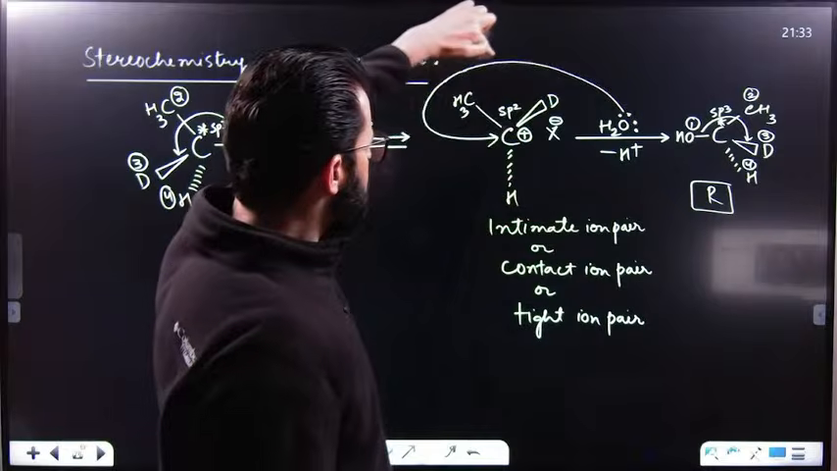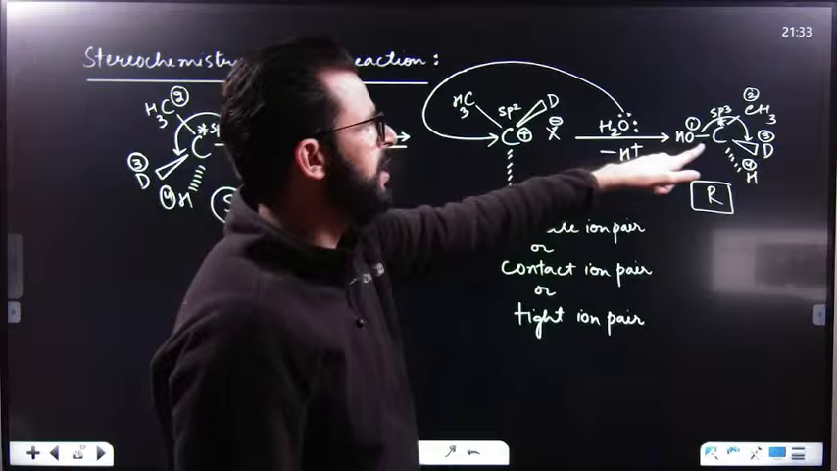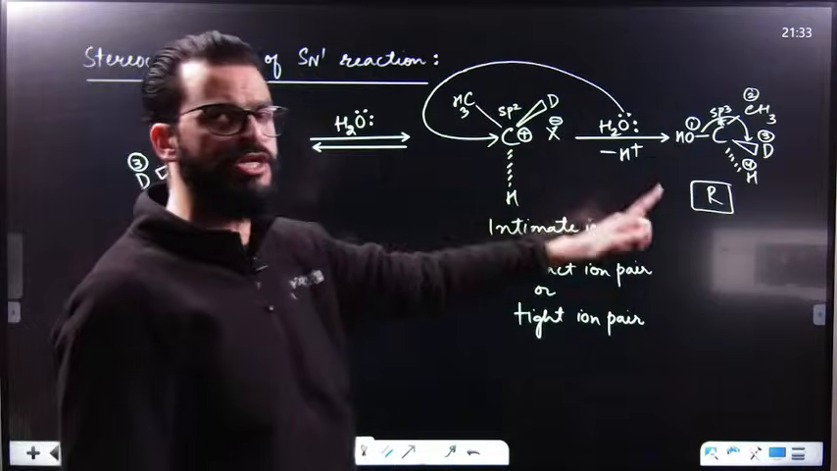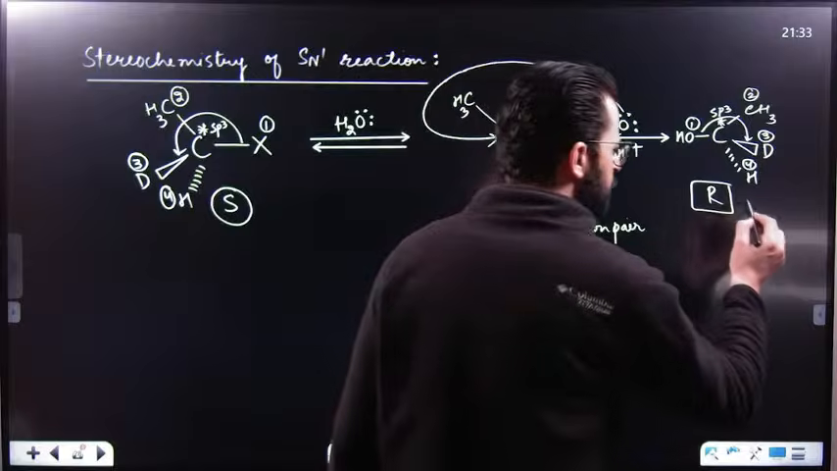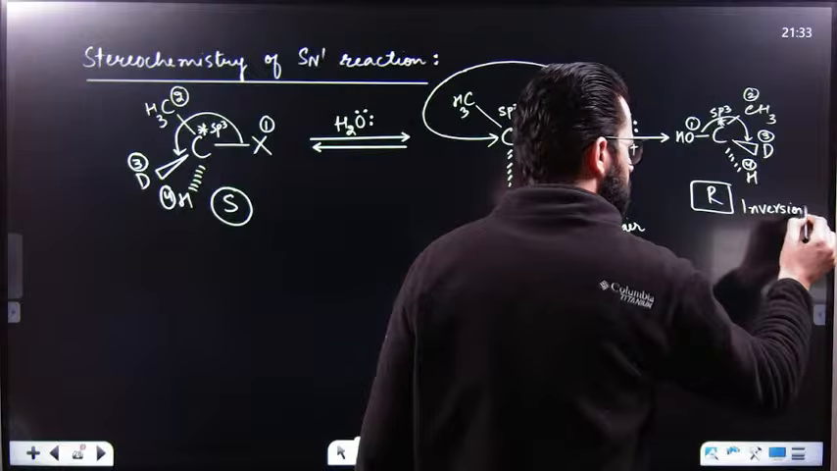That's why it attacks from the back side. When it attacks from the back side, the opposite side to that, there will be a change in configuration at the chiral center. That means change in configuration at the chiral center means inversion takes place. So this is inversion.